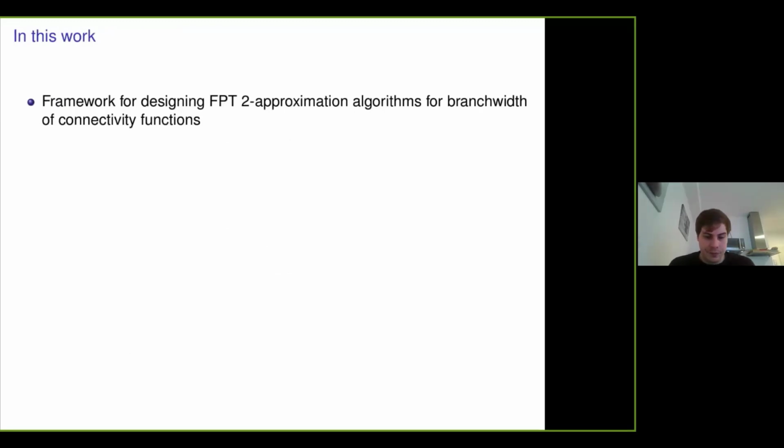And so what we do in this work is we give a framework for designing FPT-approximation algorithms for branch width of connectivity functions. So we have structural results that are generic in the sense that they apply for any connectivity function, and then we have some applications of these structural results.